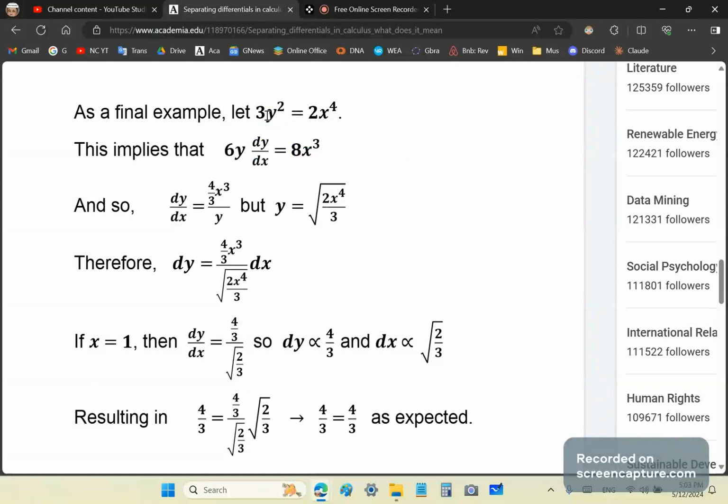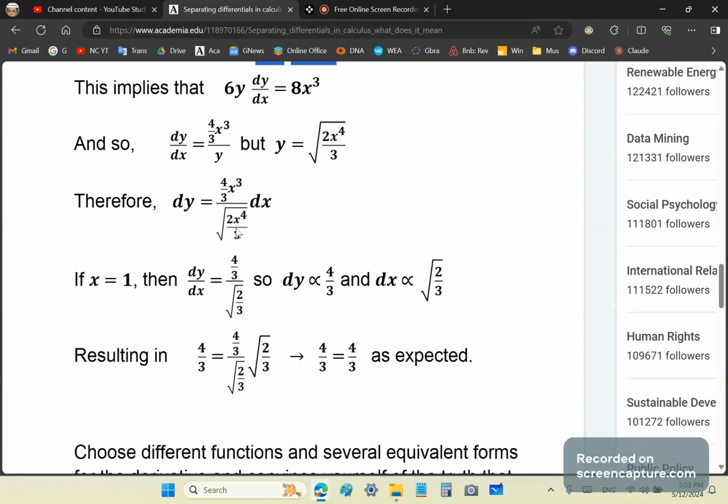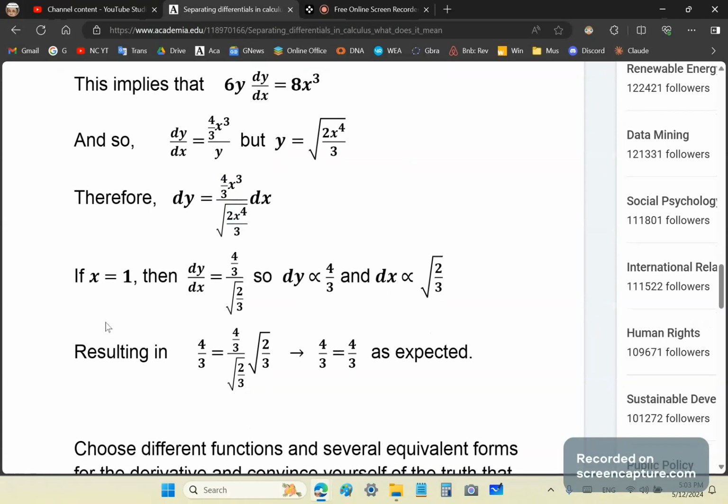But from this equation here, y is equal to the square root of 2x to the 4 over 3. Therefore, dy is equal to this coefficient here times dx, okay? So if x is equal to 1, then dy over dx is equal to 4/3 over the square root of 2/3. And so dy is proportional to 4/3, and dx is proportional to the square root of 2/3, or equal, doesn't matter, okay?